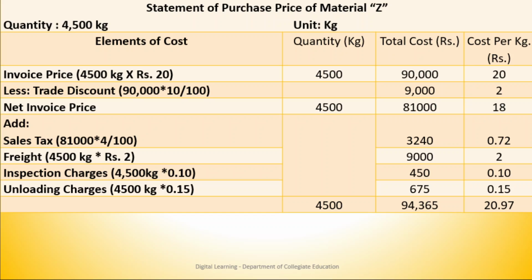Inspection charges are given as 10 paisa per kg. If it's 10 paisa for 1 kg, for 4,500 kgs, it must be how much? It is 450 rupees. Unloading charges are given as 15 paise per kg. If it's 15 paise for 1 kg, for 4,500 kgs, it must be how much?